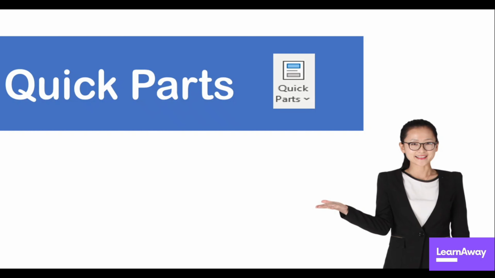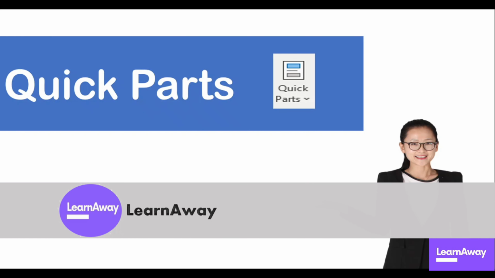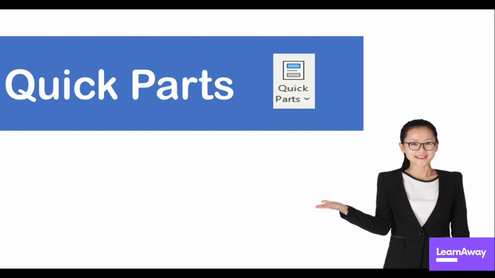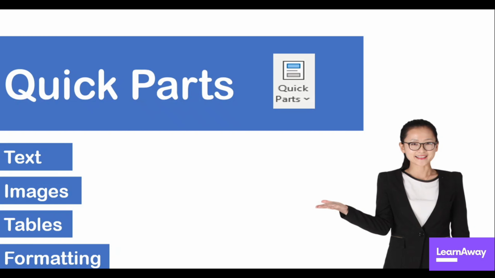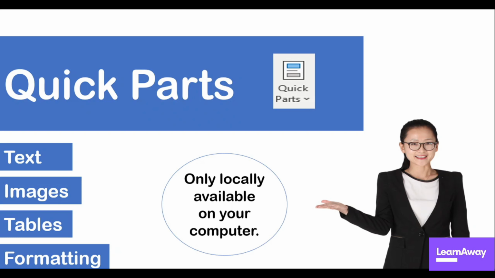Now we'll talk about Quick Parts. This is another way where you can save your replies and use them later on. It is a feature that Outlook introduced in Outlook 2007. Here you can store reusable pieces of content and galleries. It includes text, images, tables, and formatting. Any formatting that you want to do in your email, you can save all of this information in your Quick Parts and reuse it. But the thing is, they are only locally available on your computer. They are not automatically synced.